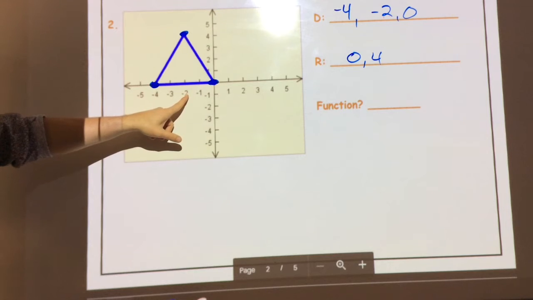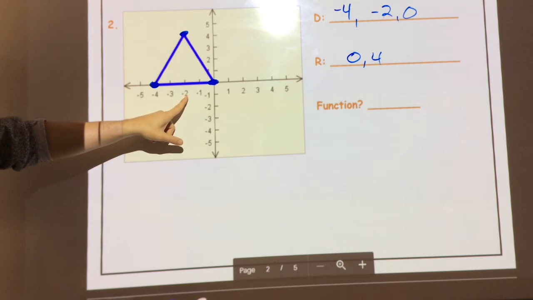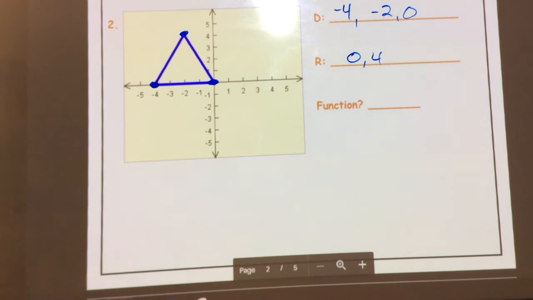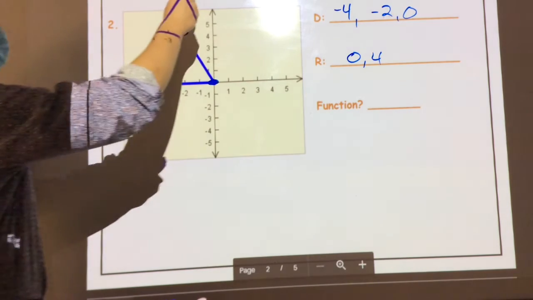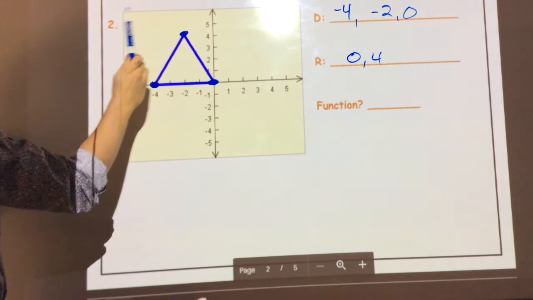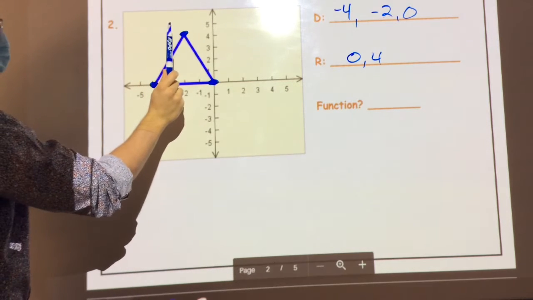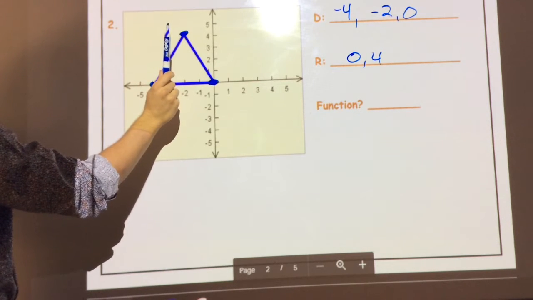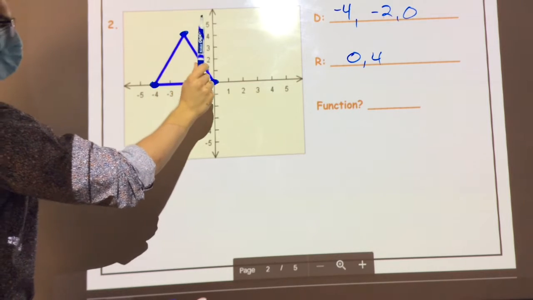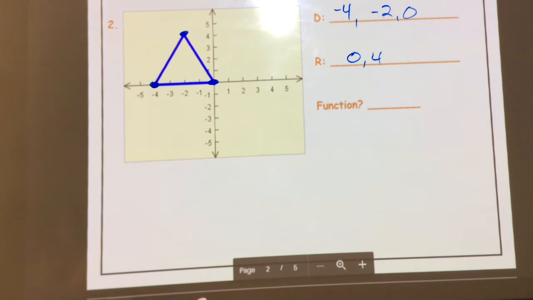This is -2? Yes. Do we agree? Yes. Do you guys remember the vertical line test? Yes. The vertical line test was, if you take this marker or this pen and I run it across, is there any point that I cross the line twice? Yes. Quite often I do, right? So is this a function? No. Okay, good.